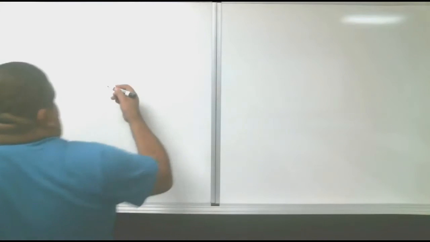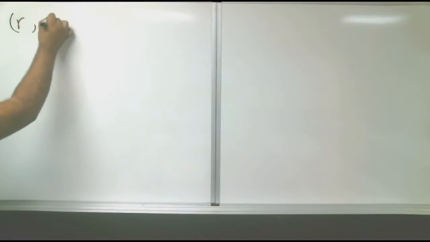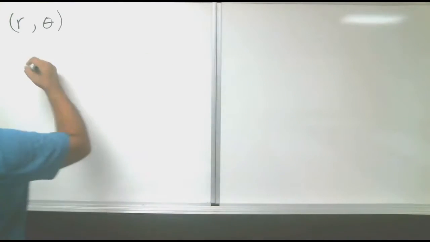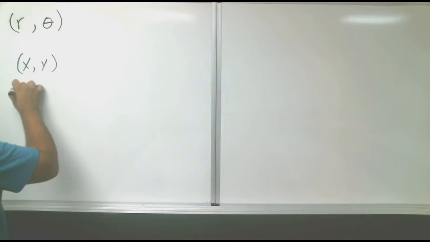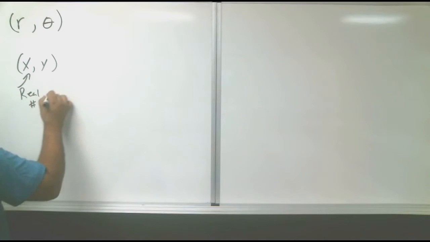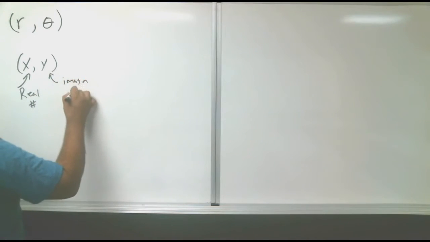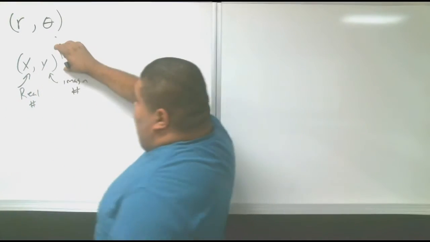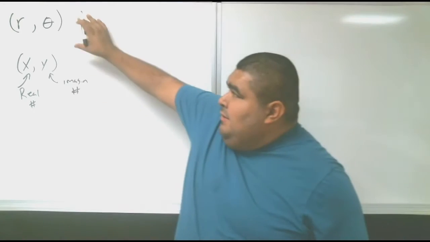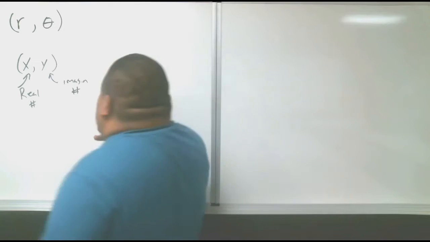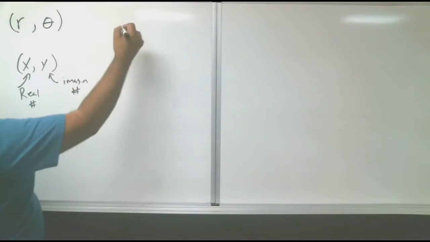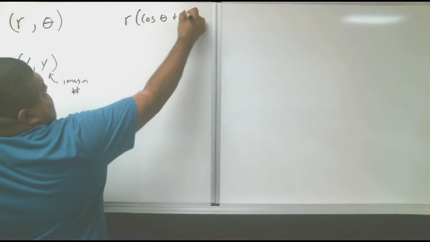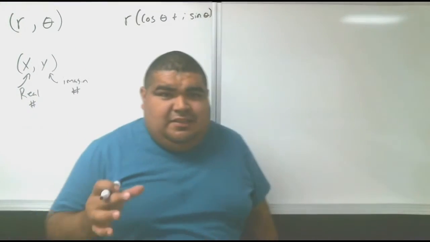The way we write this polar form or polar coordinate is r, theta. We've also been familiar with rectangular coordinates where we have x and y, where x is your real number and y is the imaginary number. R and theta we usually see with polar, x and y with rectangular coordinates. But lately we've been setting it up as r cosine of theta plus i sine of theta. That's how we've been seeing it lately.